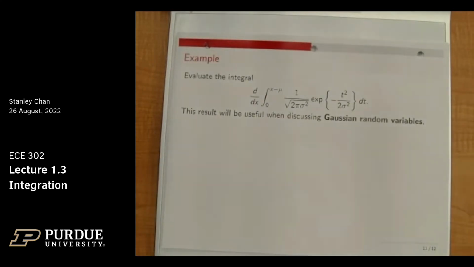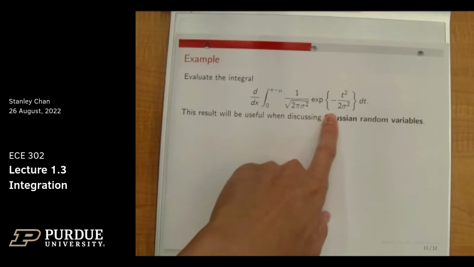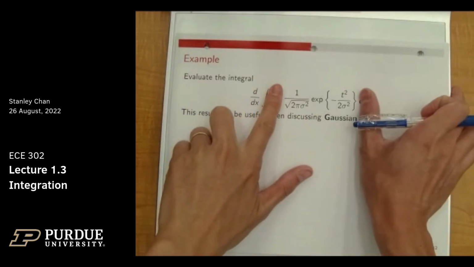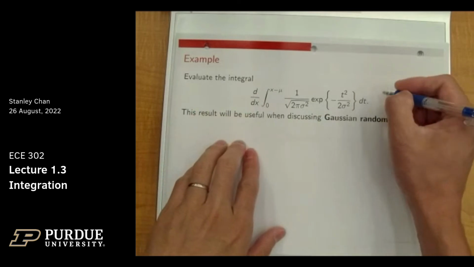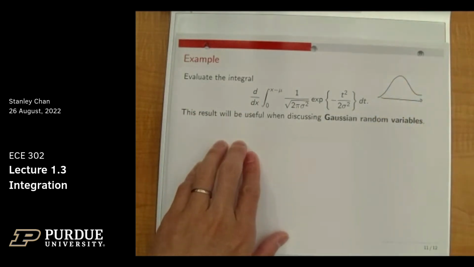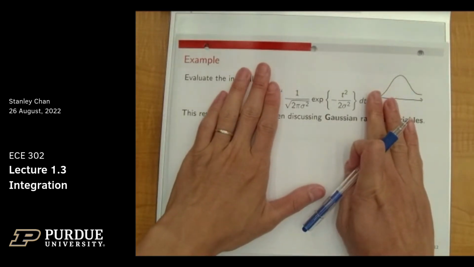Let me see if I have an example here. Okay, this is a pretty obvious example. This is called a Gaussian distribution. Right now we haven't been able to recognize it, but later on you recognize this is a Gaussian distribution, or a normal distribution. It should look like this. It's a bell-shaped function. This function is a function in t.